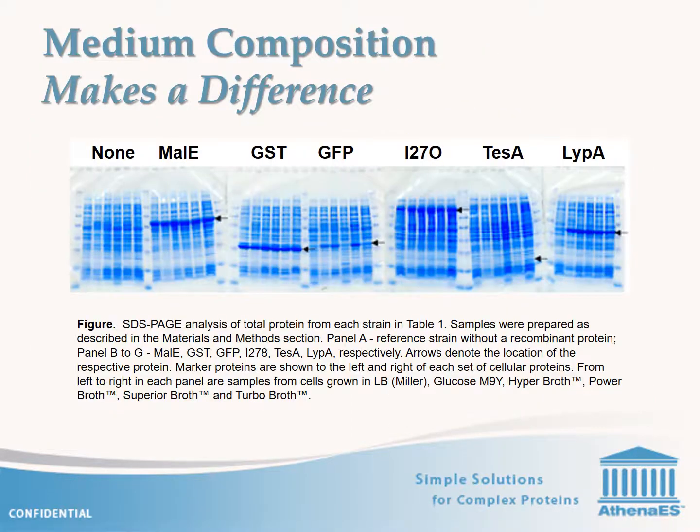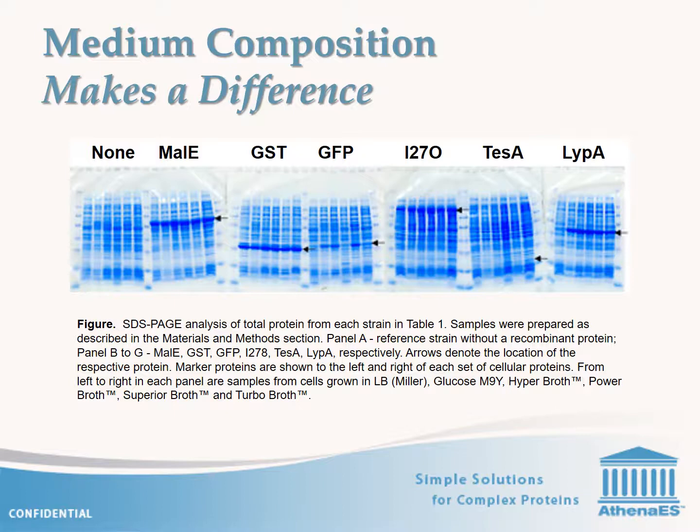More importantly, these formulations have been shown to increase the production of recombinant proteins. The SDS-PAGE analysis shown are the results of expressing 6 different proteins in each of 6 media, LB broth plus 5 of the special formulations. As can be seen for GFP, TESA, and LYPA, the amount of protein produced is significantly different depending on which medium is used. Importantly, the medium that is best for one protein is not necessarily the best for another.